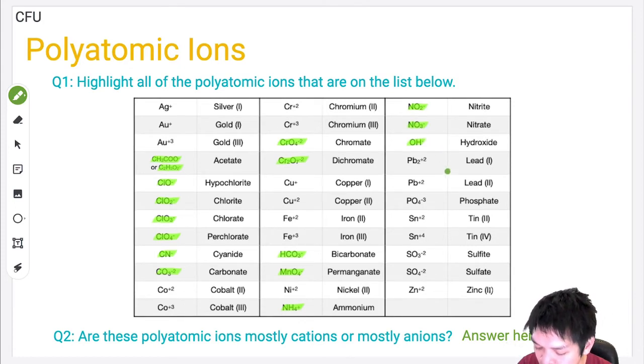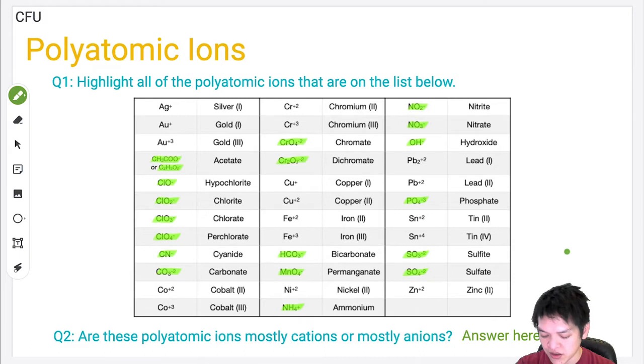That one's polyatomic. Pb is actually a single element, so that's not polyatomic. We have PO4, that's phosphorus and oxygens, right? So that's polyatomic. And then we have SO3, SO4, they're slightly different. They're both -2, however. And then that should be it. So all of these ones highlighted in green are polyatomic ions. Be very careful. Some of them are named very similarly, but they are not exactly the same.